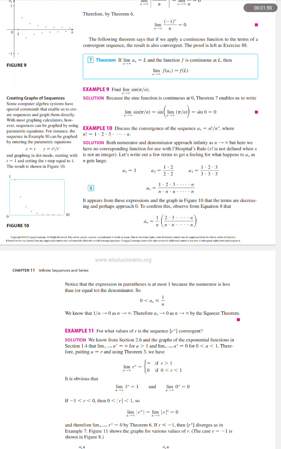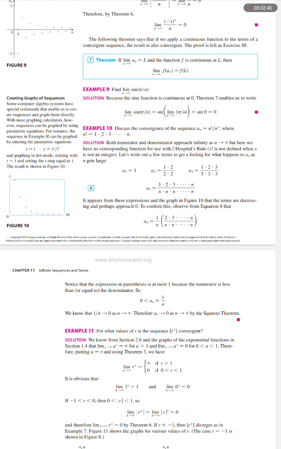Let's write out a few terms to get a feeling for what happens to a sub n as n gets large. A sub 1 equals 1. A sub 2 equals 1 times 2 over 2 times 2. A sub 3 equals 1 times 2 times 3 over 3 cubed, or 3 times 3 times 3. And a sub n equals 1 times 2 times 3 times all the way to n over n times n, essentially n to the nth power.